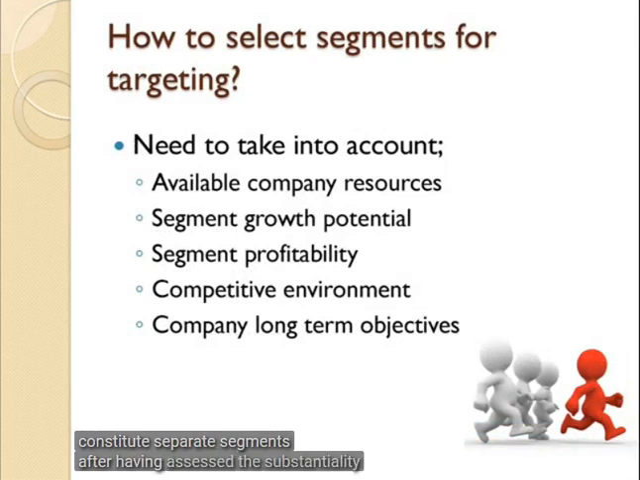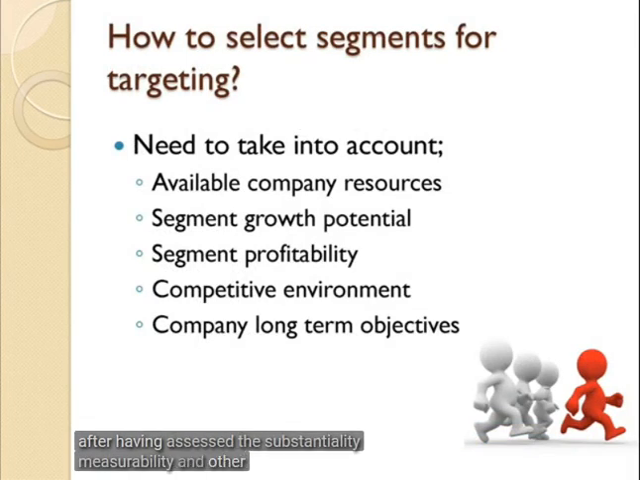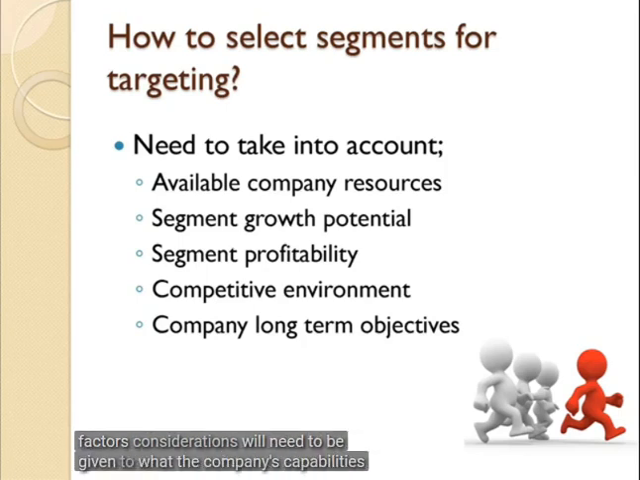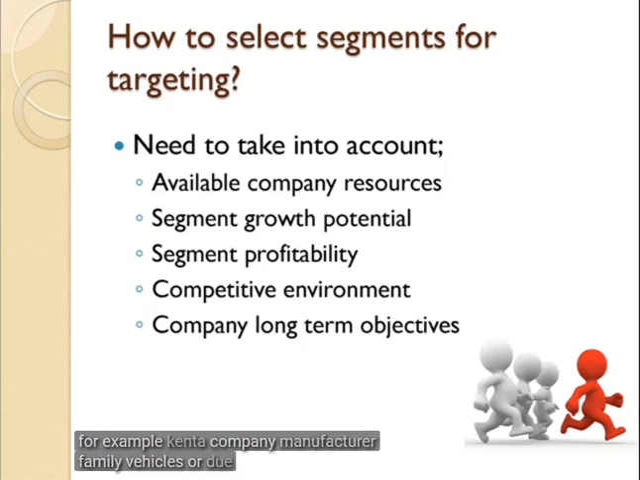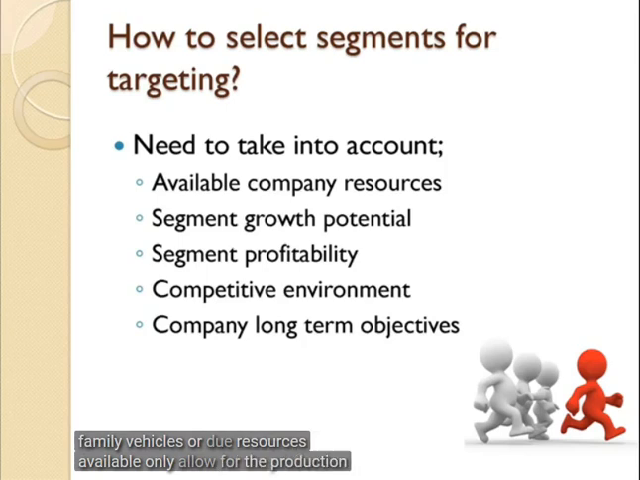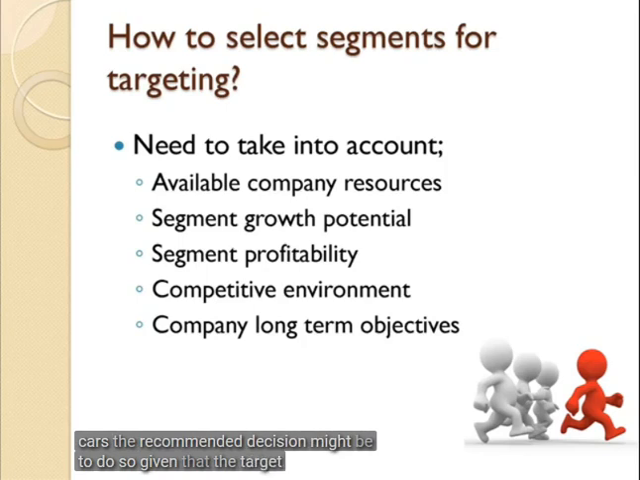After having assessed the substantiality, measurability, and other variables mentioned earlier, companies need to match segments with a number of other factors. Considerations will need to be given to what the company's capabilities are. For example, can the company manufacture family vehicles, or do resources available only allow for the production of sports cars? If the company has the know-how and resources to make sports cars, the recommended decision might be to do so, given that the target segment is after sports vehicles, is large enough, and willing to pay the right price.